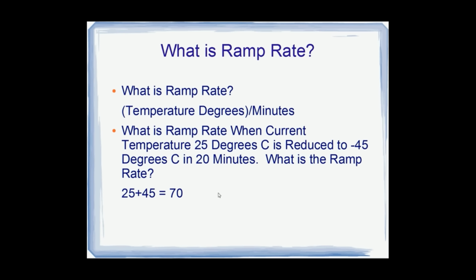Next, we will divide 70 by 20. This gives us a ramp rate of 3.5 degrees C per minute. This is the ramp rate for this current criteria given in this word problem.